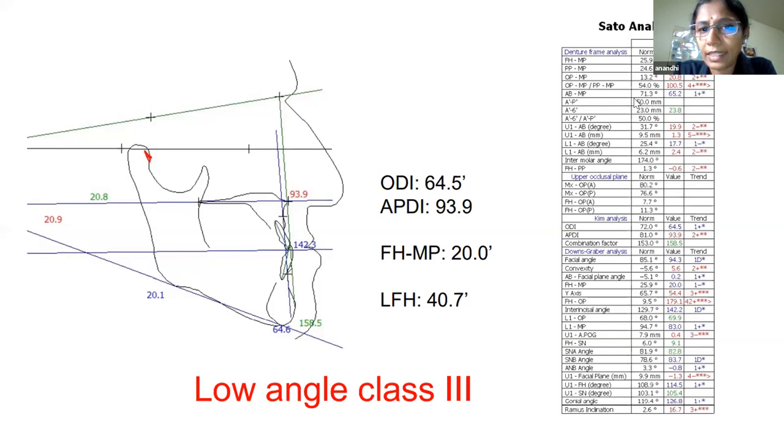So his lower facial height is less than normal, and the Frankfurt horizontal to mandibular plane is 20 degrees. So we can actually increase the lower facial height. So he's a low angle class 3 patient. When we have Frankfurt horizontal mandibular is 20 and lower facial height 40, we increase the vertical. When you increase the vertical, we open up till we get class 1. So from class 3, you open the vertical, it will become class 1, right? Or if it becomes class 2, then we bring the mandible forward to class 1. So that's the way we come up with the treatment plan.